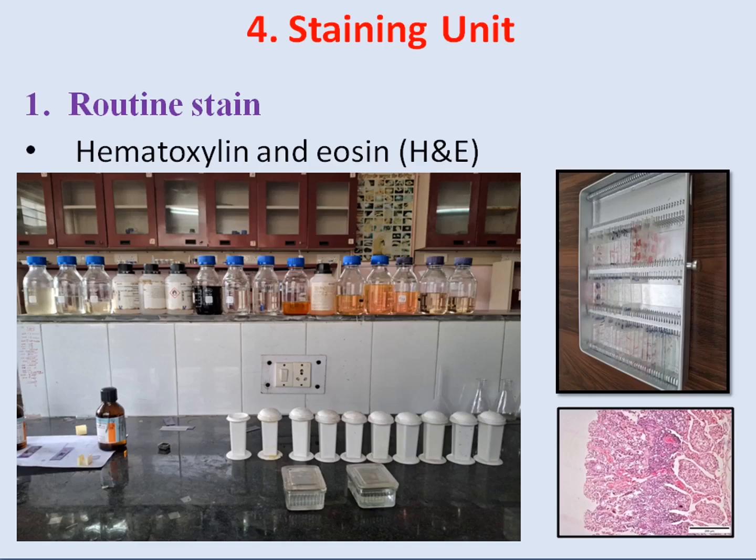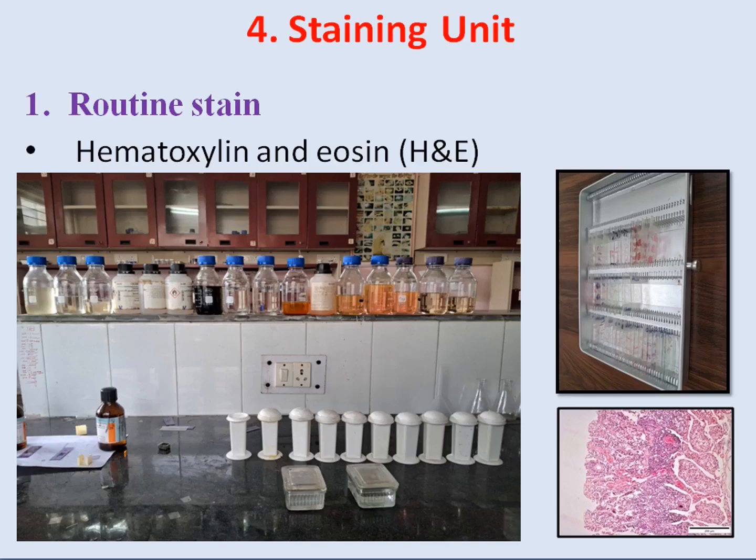So our tissue section should be at the aqueous level. For rehydration, we have to use graded alcohol. First absolute alcohol, then we put the slide in 90%, 80%, 70%, 50%, and then in tap water. Now our slide is in aqueous medium and it is ready to be stained by the aqueous stains. We now apply hematoxylin for 10 minutes, then again wash.